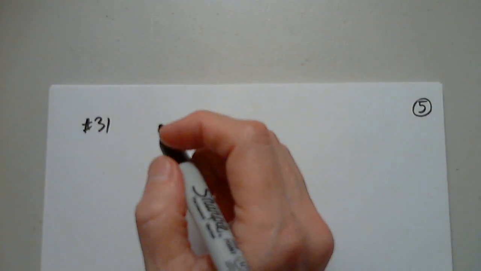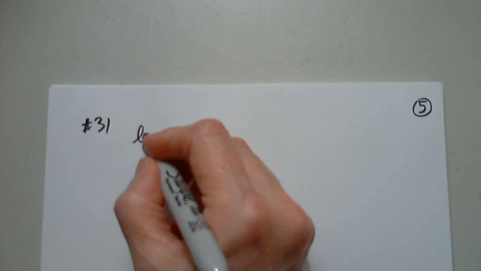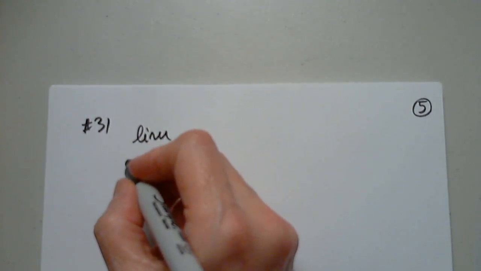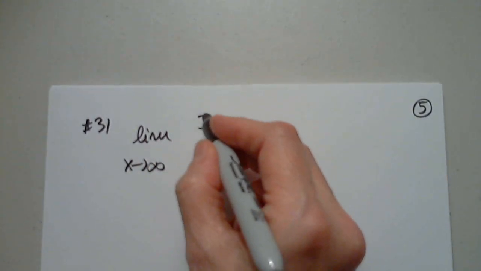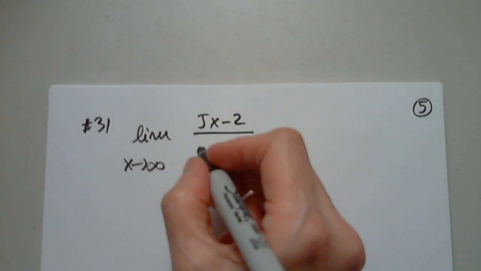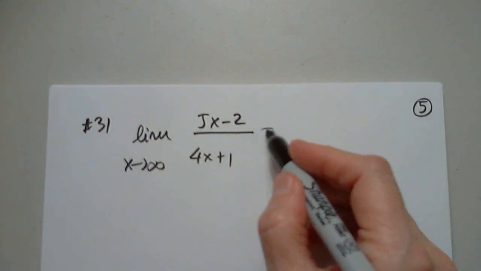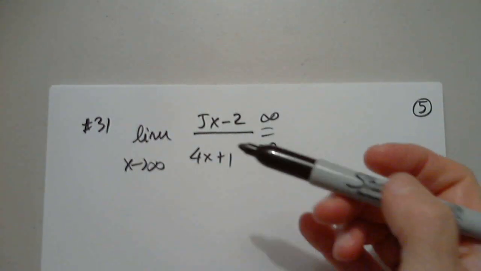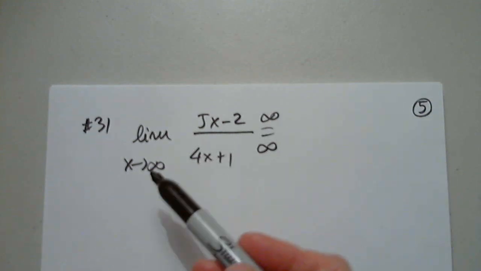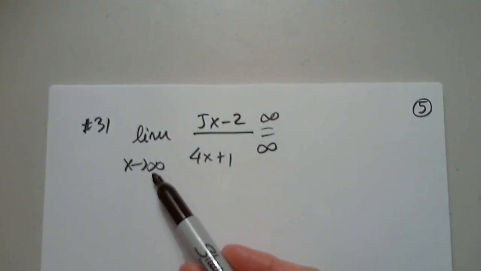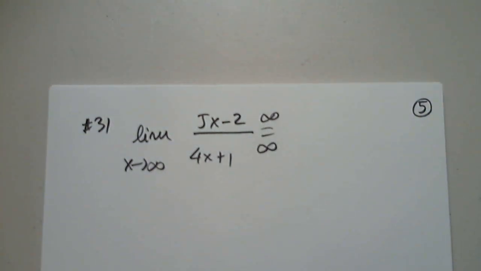Let's see, number 31. We already had an example like this, but let's work on this one too. The limit as x approaches infinity of (5x minus 2) over (4x plus 1). So I plug it in. Of course, it's infinity. I mean, it's 5x minus 2 and 4x plus 1 when x approaches infinity, so it's infinity over infinity.